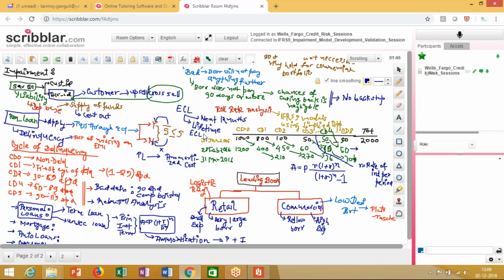And while we talk about these two, the most important thing that crops up over here is the concept of the next 12 months period and the lifetime period. Because once you find a way to estimate the lifetime period and the next 12 months period in IFRS 9, half your battle is won, because your LGD, the loss given default, and the exposure at default are easily understood. But what becomes most important is the next 12 months PD, the lifetime PD, and so on.